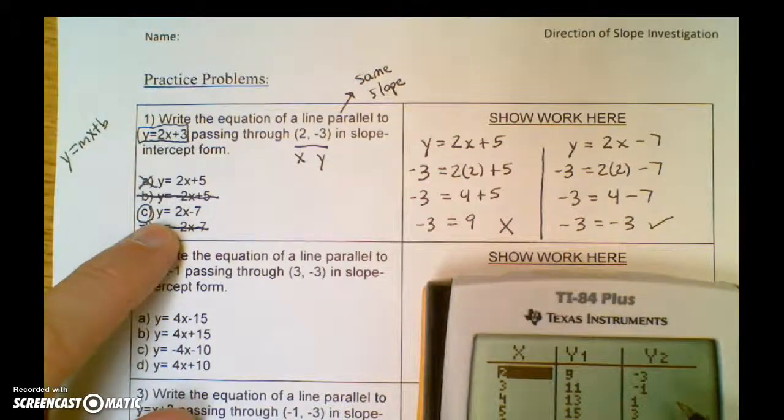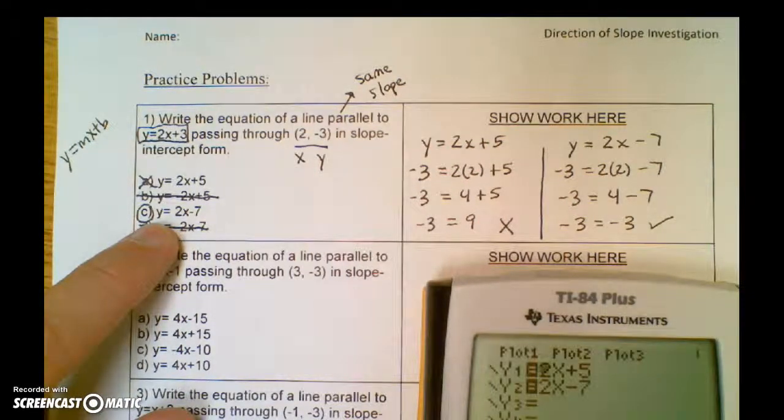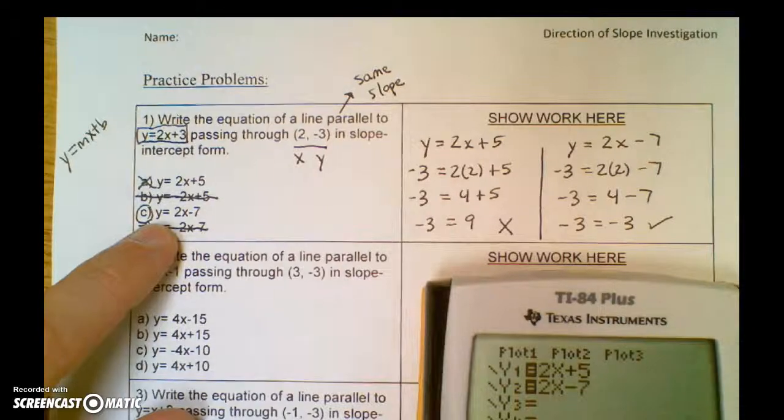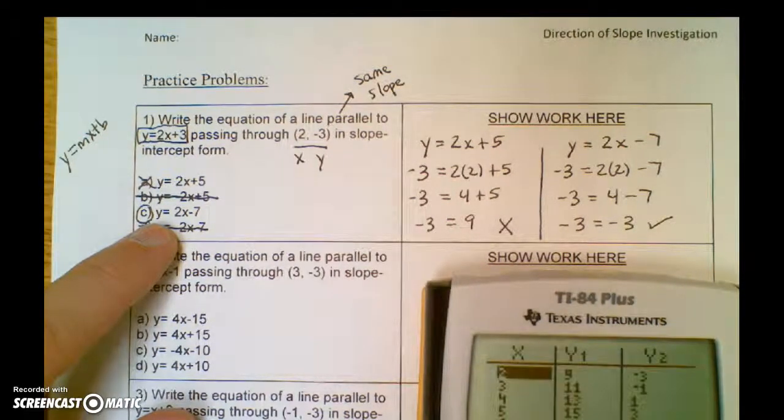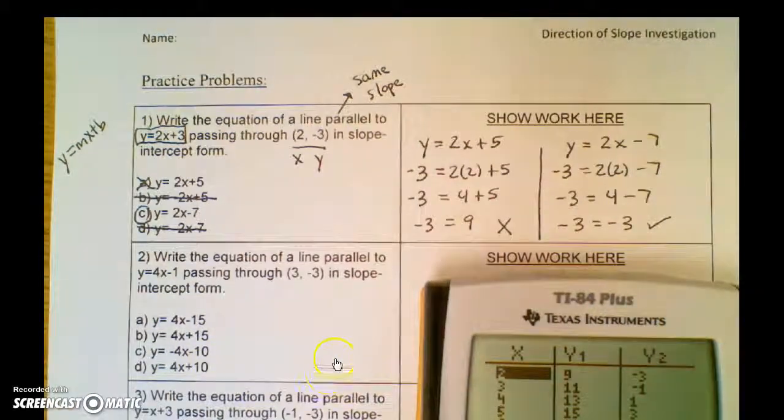It would be C. You could do these one by one if you wanted to, and just type in 2x plus 5, and then type in 2x minus 7 and compare. Or you could do them at the same time. And then based on what we just did, I know that this is the answer, because this is when I get in 2, negative 3 comes out from the second equation. Try the other ones, and you can do either the calculator method or showing your work.